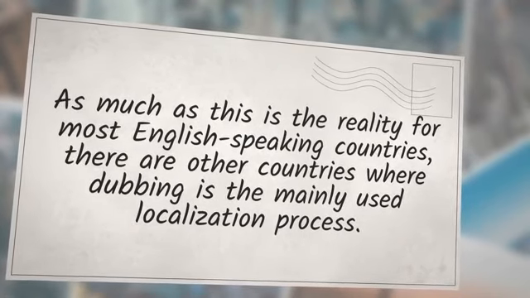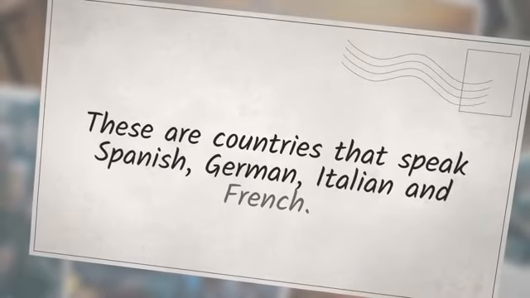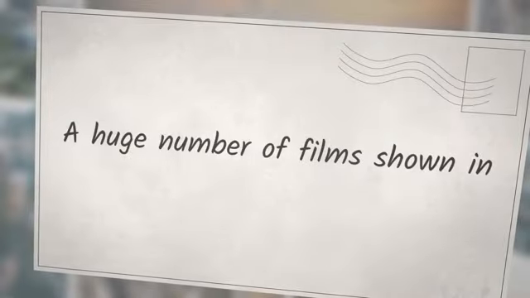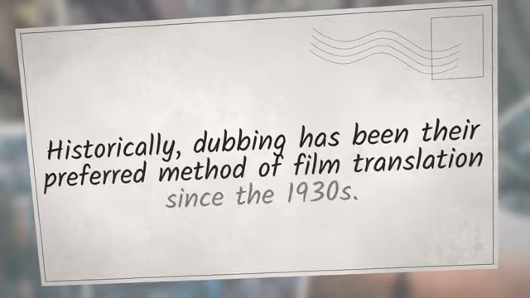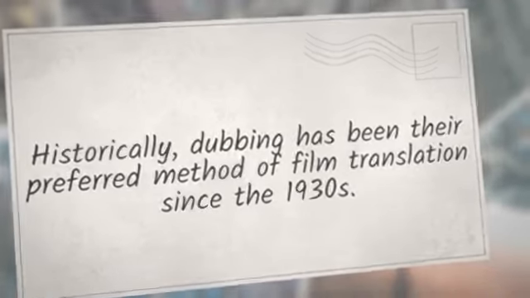As much as this is the reality for most English-speaking countries, there are other countries where dubbing is the mainly used localization process. These are countries that speak Spanish, German, Italian, and French. A huge number of films shown in these countries are dubbed. Historically, dubbing has been their preferred method of film translation since the 1930s.